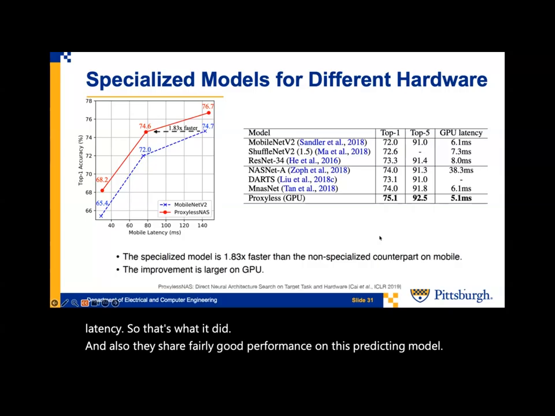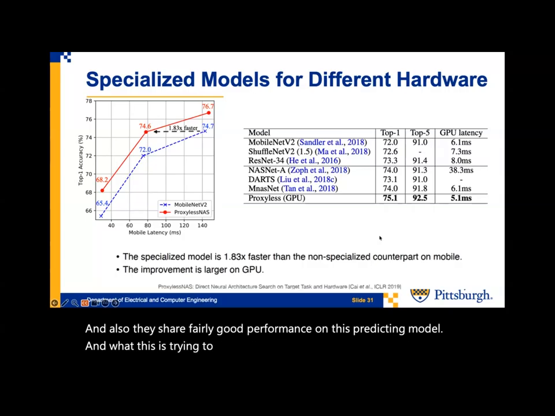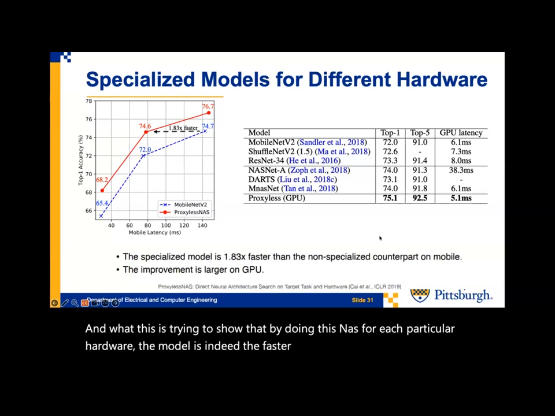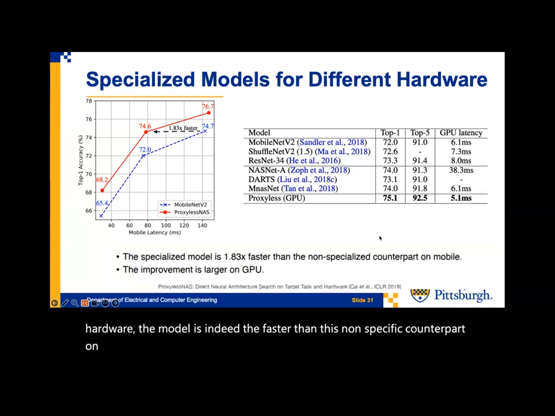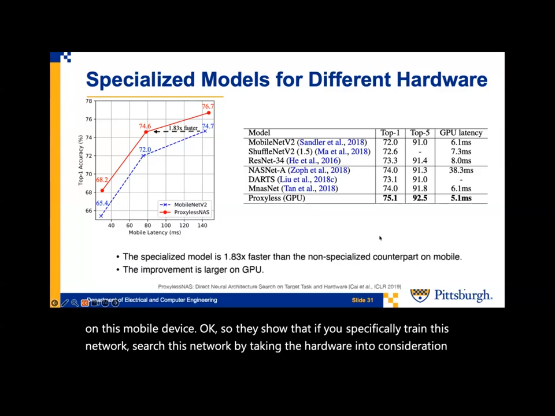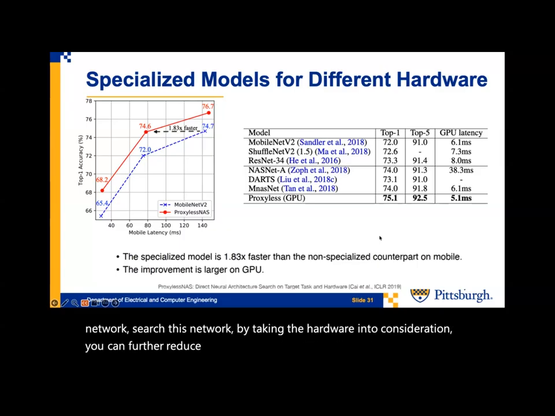And what this is trying to show is that, by doing this NAS for each particular hardware, the model is indeed faster than its non-specific counterpart on this mobile device. Okay, so they show that if you specifically search this network by taking the hardware into consideration, you can further reduce the latency.